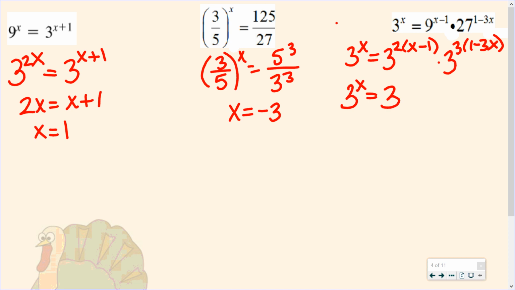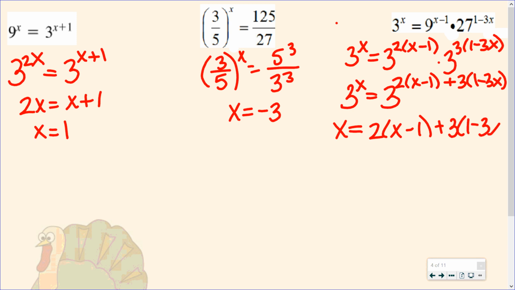So it's going to be 3, base stays the same, and I'm going to add those two exponents. So 2x minus 1 plus 3 times 1 minus 3x. What would you do if they were divided to combine them together? You would subtract the exponents. Now this is our goal. 3 to the power equals 3 to the power. I can drop the bases and say, well, if that's true, then x must equal all this other stuff.